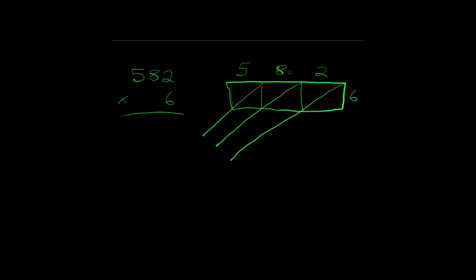So I'm going to start in the middle. 8 times 6 is 48. So I am going to start by writing my 48 in the middle box. Then I'll do 6 times 2, which is 12. And then 6 times 5, which is 30.